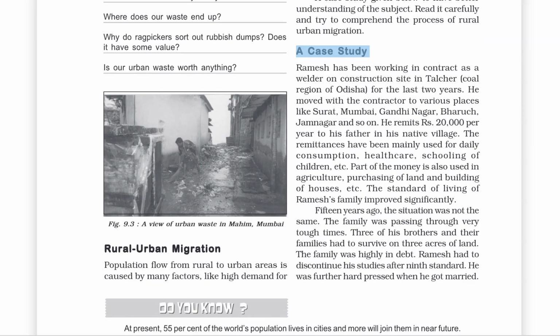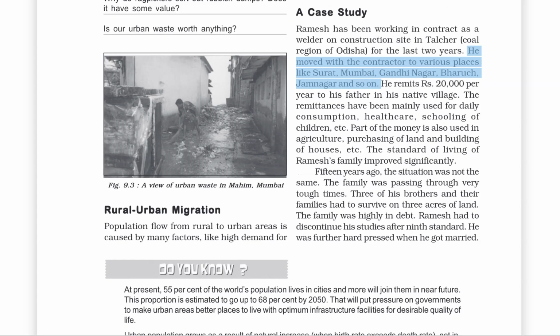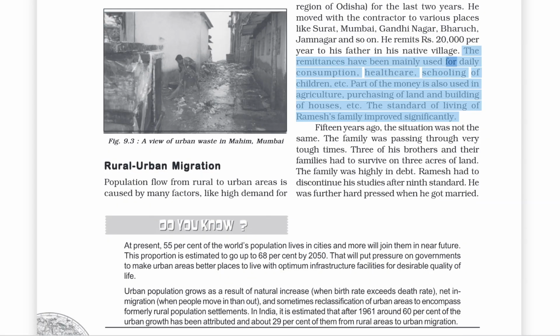A case study. Ramesh has been working in contract as a welder on construction site in Talcher, coal region of Odisha, for the last 2 years. He moved with the contractor to various places like Surat, Mumbai, Gandhinagar, Bharuch, Jamnagar and so on. He remits 20,000 rupees per year to his father in his native village. The remittances have been mainly used for daily consumption, healthcare, schooling of children, etc. Part of the money is also used in agriculture, purchasing of land and building of houses, etc.